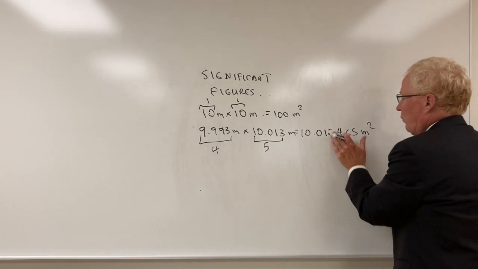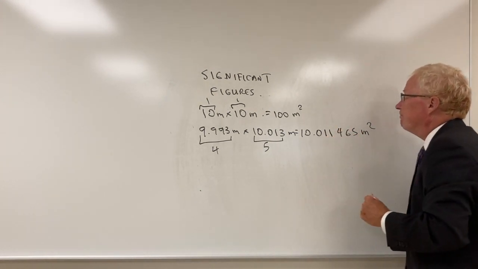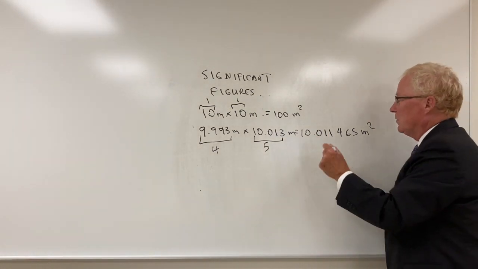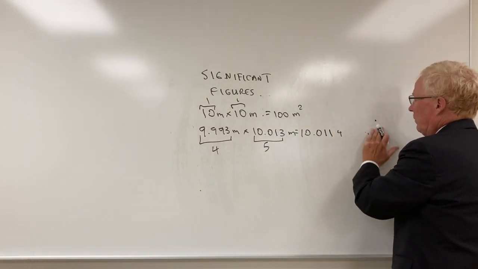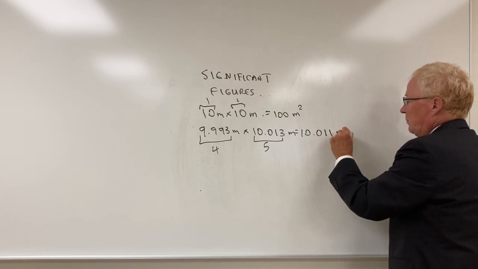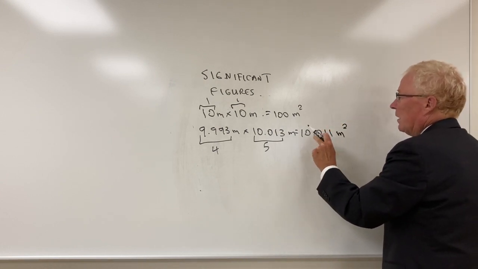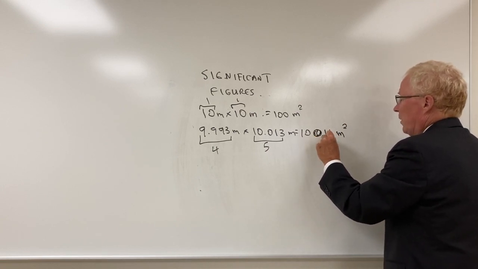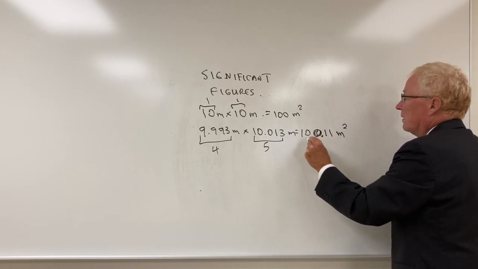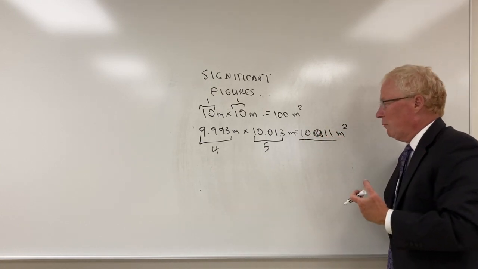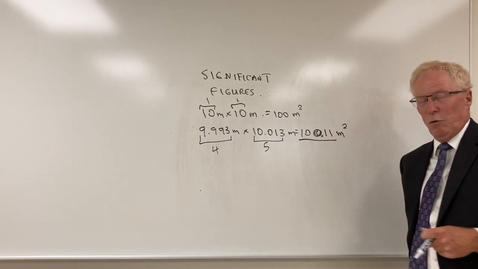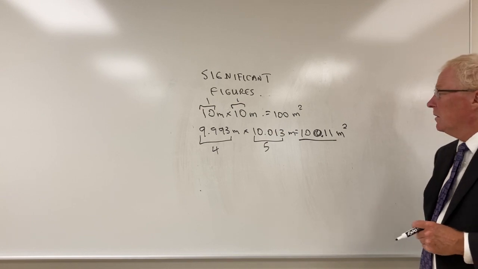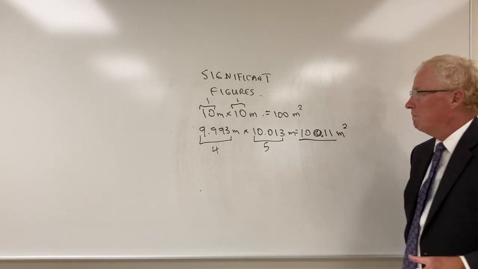And actually, it's going to be five significant figures at most. So 100.11 meters squared. That would be the accurate area of this room to the nearest five significant figures. So that would be the accuracy of the room.